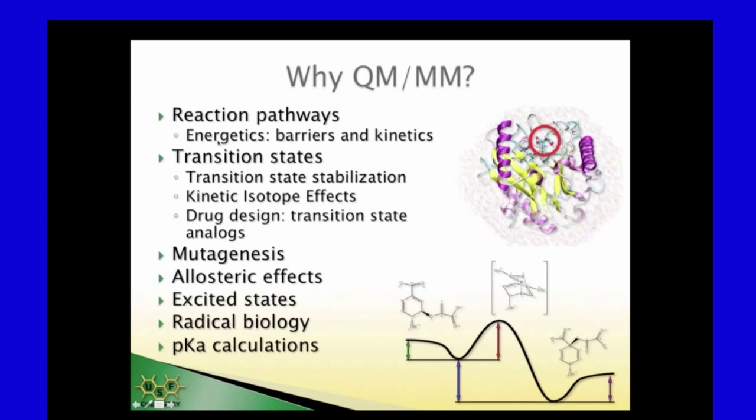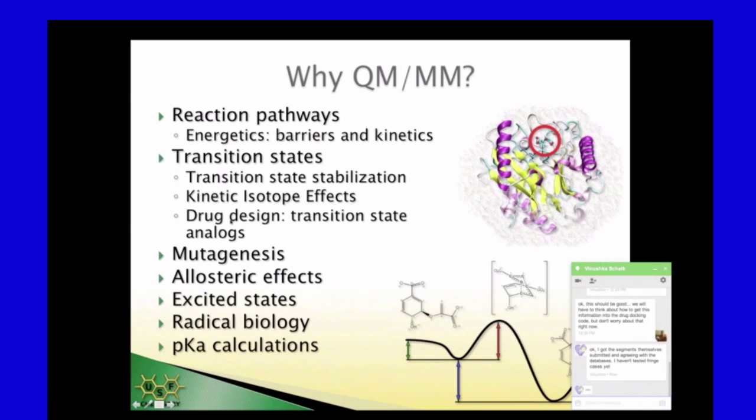Where this is important, obviously, is where you have reaction pathways that occur in enzymes. You have to have the environmental effects of the enzyme. That's the entire point of having enzymes. They have evolved to stabilize reactions in a way that you would not see in solution. So if you want to model that, you have to account for the environment. You want to look at things like transition state stabilization, as a function of enzyme, which parts of the enzyme are helping that reaction occur the most. Kinetic isotope effects, if you want to study these, there you need free energies. So kinetic isotope effects. Also drug design.